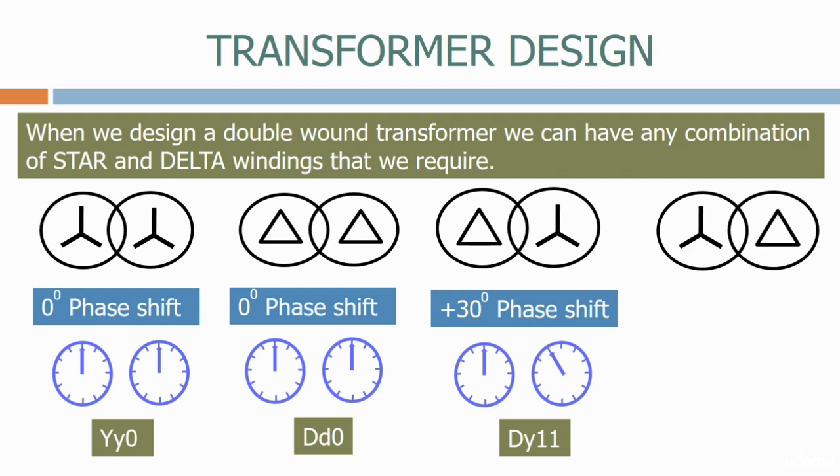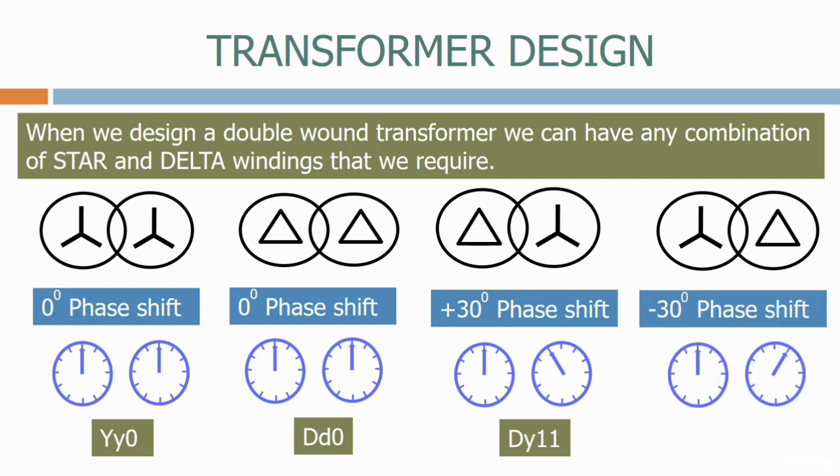Let's now look at a star-delta transformer. Again, because of the physical arrangement, a star-delta transformer also has a 30 degrees phase shift, but in the other direction. The clock faces represent this, with the secondary winding now showing 1 o'clock. It's classed as a YD1 transformer.